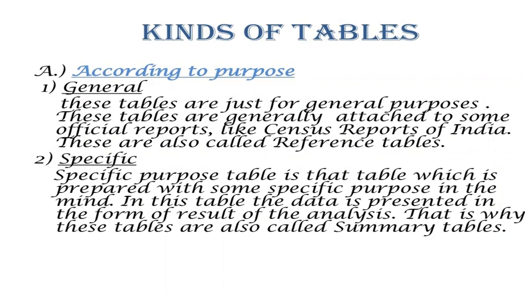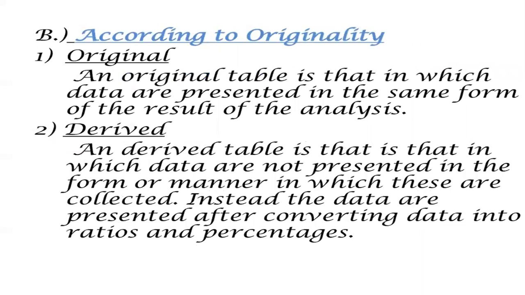A special purpose table is a table which is prepared with some specified purpose in mind. In this table, the data is presented in the form of the result of the analysis. That is why these tables are also called summary tables. For example, the production figures over the number of years that we are making is for a special purpose, because we want a brief or we want to analyze that thing.